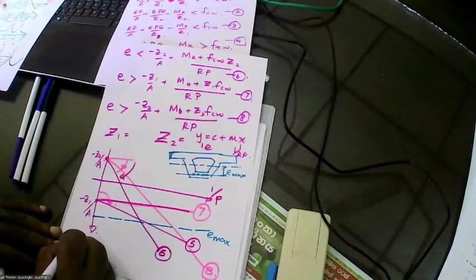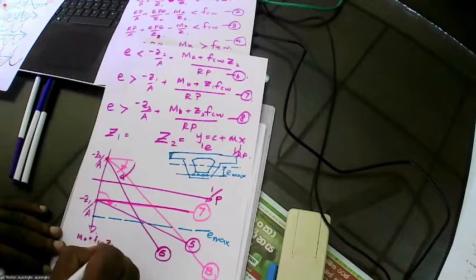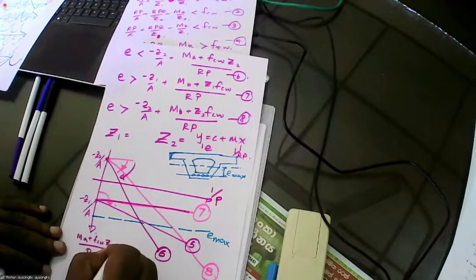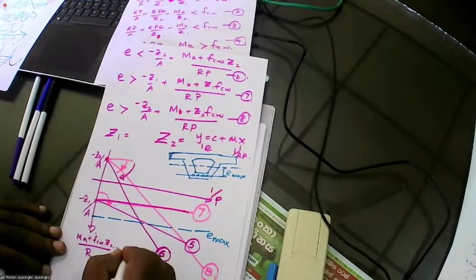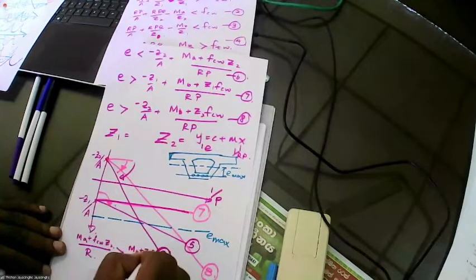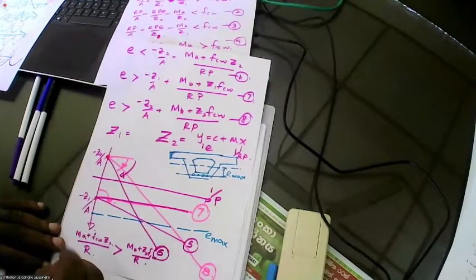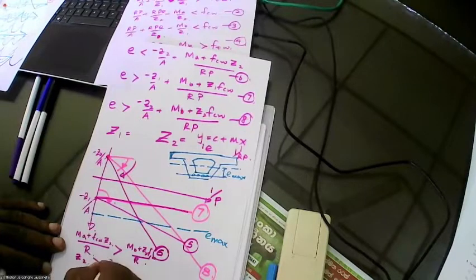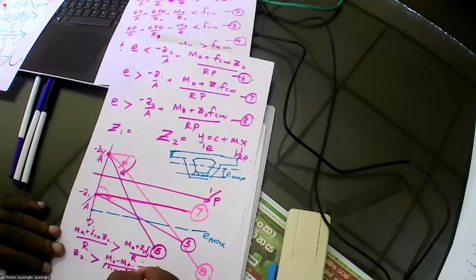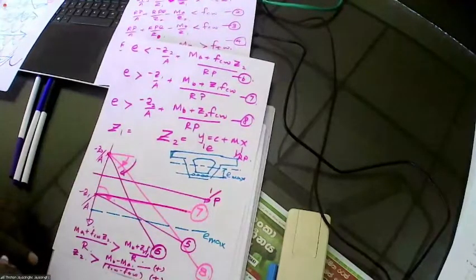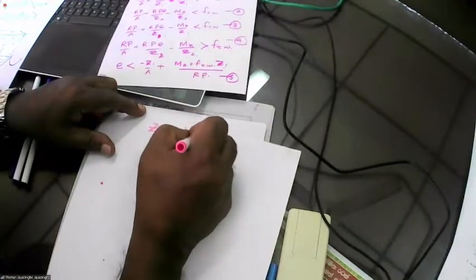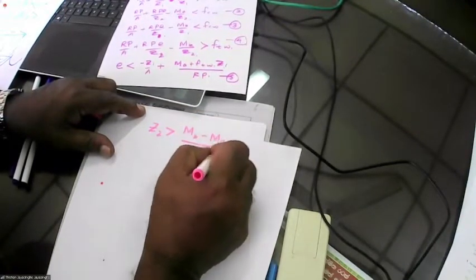So you get m is Ma plus fcw Z2 over r, and that is the gradient of equation number 6, which should be greater than the gradient of equation number 8, which is Mb plus Z2 fcw over r. So you get Z2 should be greater than Mb minus Ma divided by fcw minus ftw. And this is a positive quantity. So the important thing that you have to understand is that the section required depends on Z2 being greater than Mb minus Ma divided by fcw minus ftw.